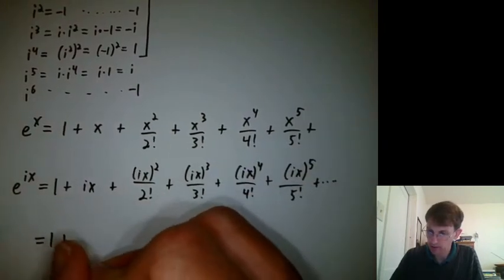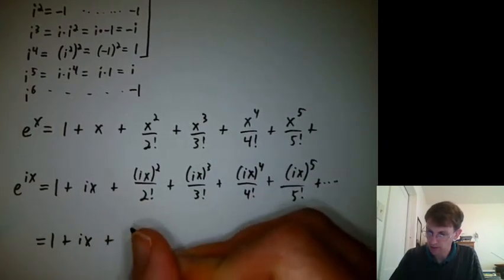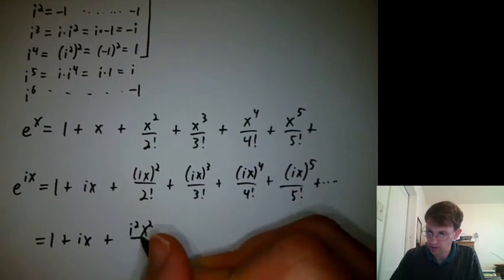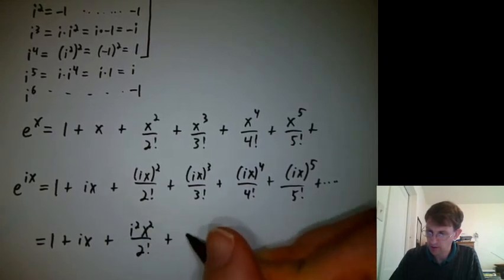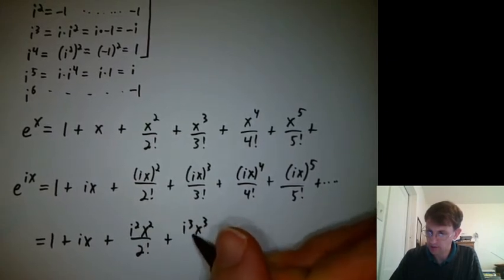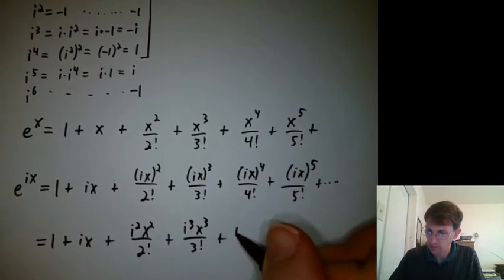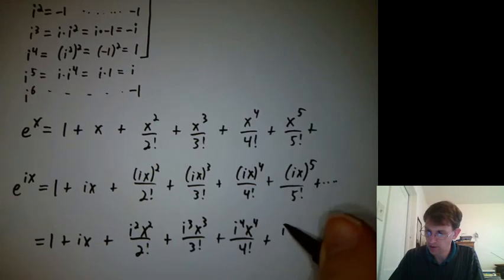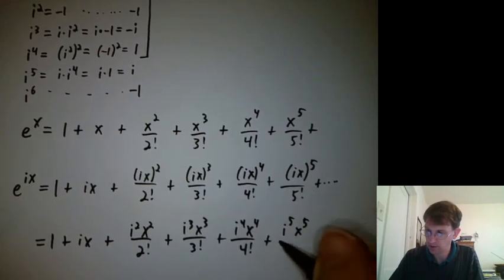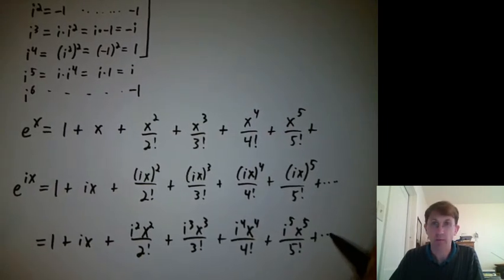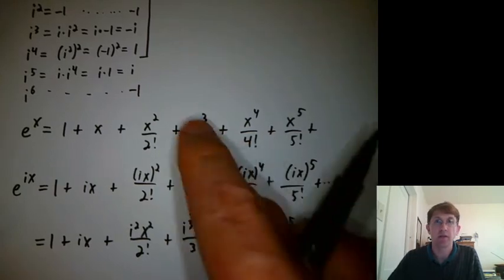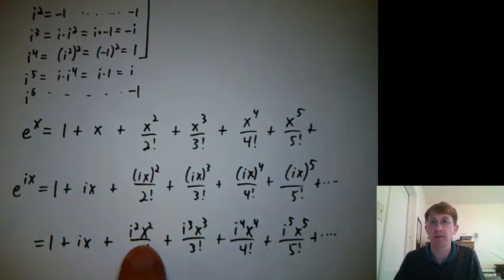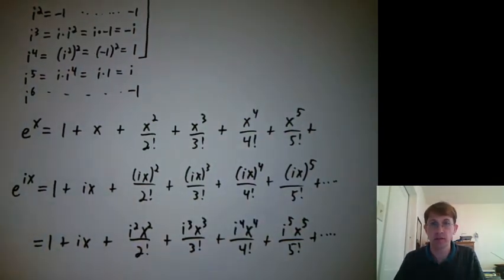So we'd get 1 plus ix plus i squared x squared over 2 factorial plus i cubed x cubed over 3 factorial plus i to the 4th x to the 4th over 4 factorial plus i to the 5th x to the 5th over 5 factorial plus dot dot dot. And now let's use our table up here to simplify things like i squared and i cubed, etc.